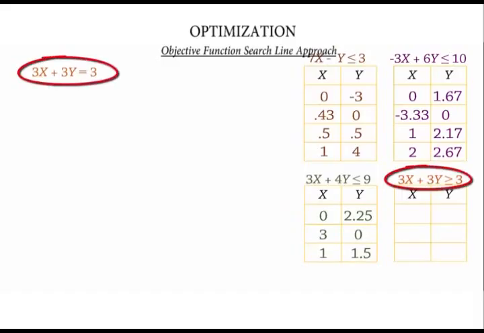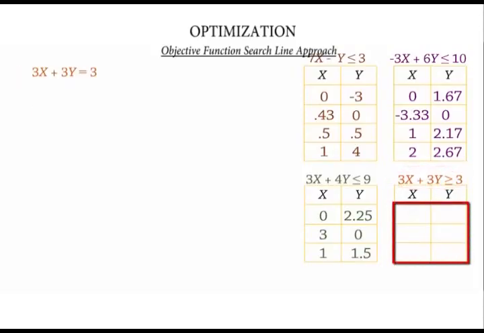Lastly, constraint 4, 3x plus 3y is 3. When x is 0, y will be 1. And when y is 0, x will be 1. That's simple. The non-negativity constraints are simply the x and y axis.